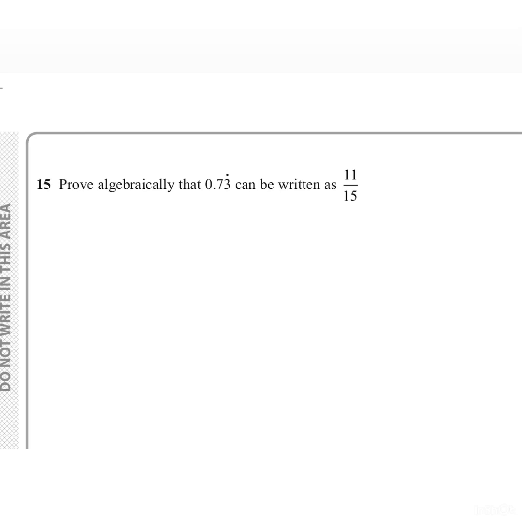Okay, question number 15. Prove algebraically that 0.73 with only the 3 recurring can be written as 11 over 15. So you have something to work with, and if you get the answer as 11 over 15, you know you have done this question correct. So there's a standard way of doing this question. I'm just going to put x as 0.733 and so on recurring.